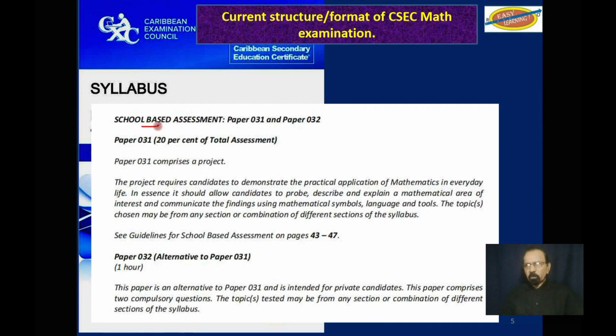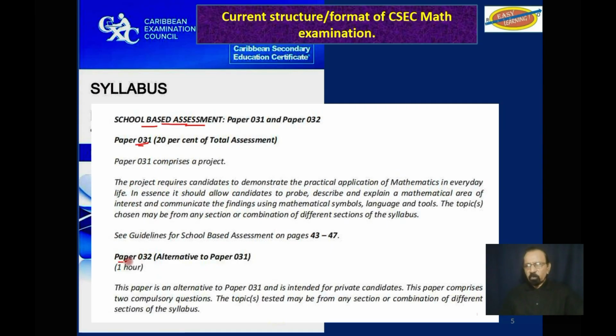If you are in school as a student, you would also do what is called School-Based Assessment, SBA, which is paper 031. Your teacher will give you certain instructions. You will come up with a project, conduct the project, get some data, and then carry out certain statistical analyses on that data to come up with some conclusions. That is if you are in school.